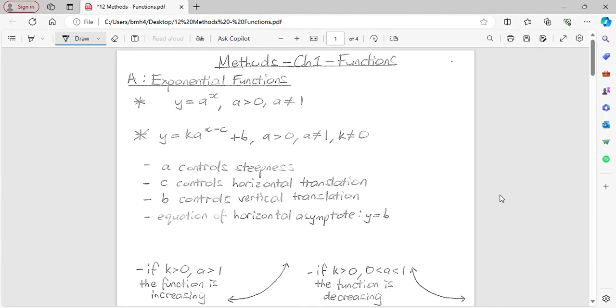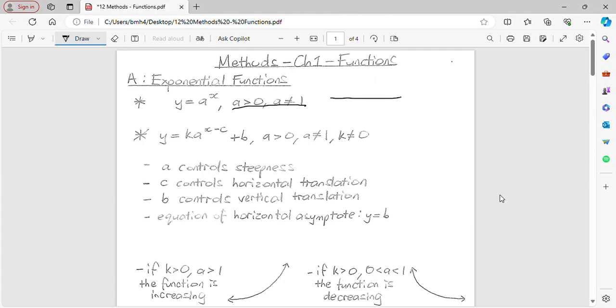So x and y are the variables, and a is a fixed number. It can be 2 or 3 or 5 or whatever you want. Under these conditions it has to be though. So that's our most simple one.